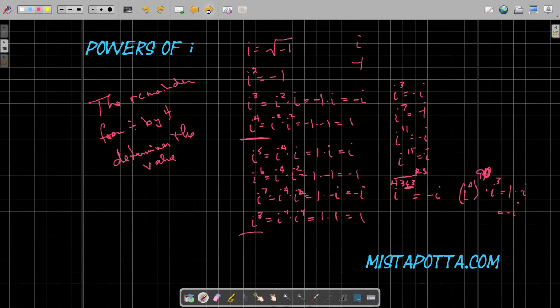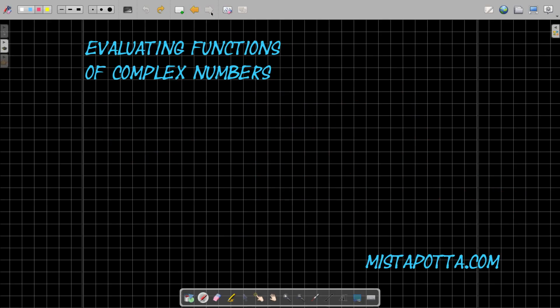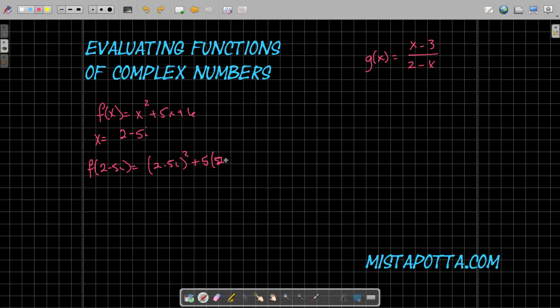Last thing that I want to talk about is evaluating functions of complex numbers. So keep in mind that we've talked about functions before. I can have a polynomial function like x squared plus 5x plus 6, or I could have a rational function like g of x equals x minus 3 over 2 minus x. And I could actually substitute a complex number in for x. So if I told you that x was equal to 2 minus 5i, then I can evaluate f of 2 minus 5i. So that's going to be 2 minus 5i squared plus 5 times 2 minus 5i plus 6.